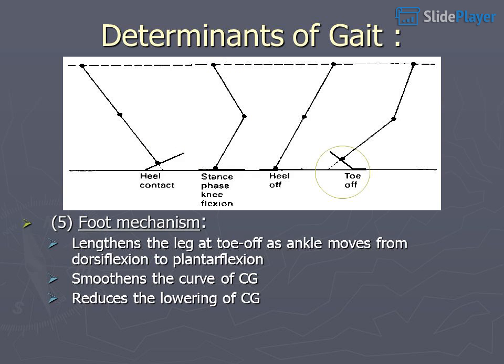Determinants of gait. 5. Foot mechanism. Lengthens the leg at toe off as the ankle moves from dorsiflexion to plantar flexion, smoothens the curve of the CG, and reduces the lowering of the CG.